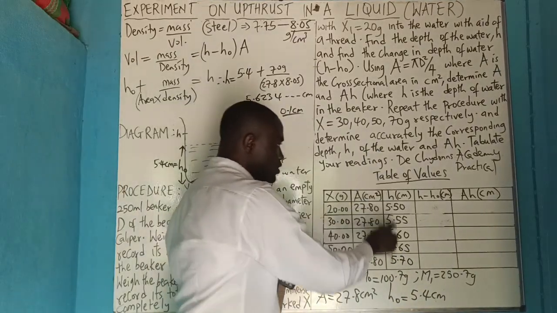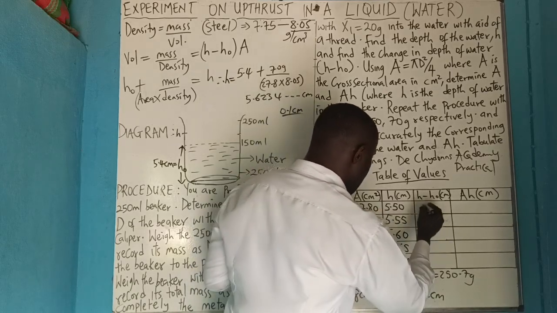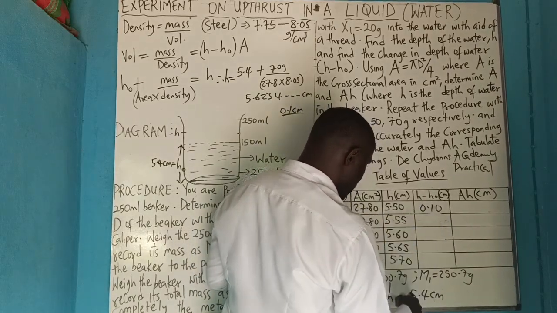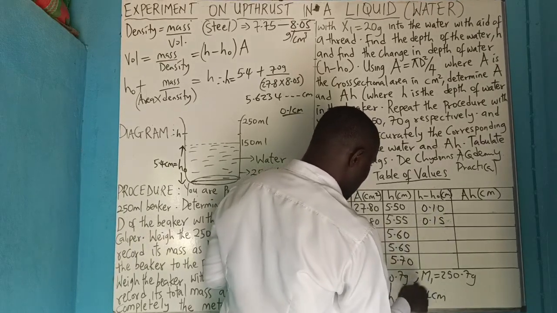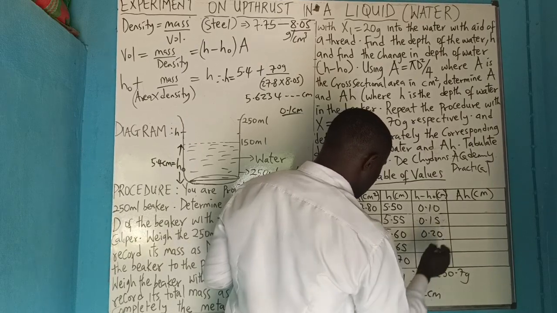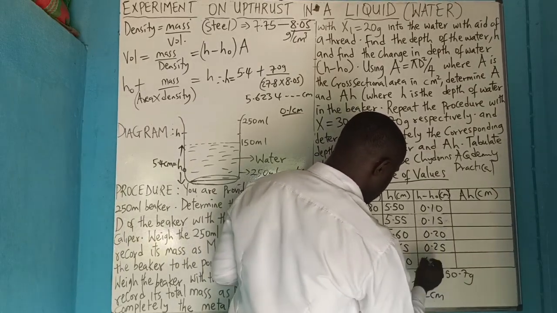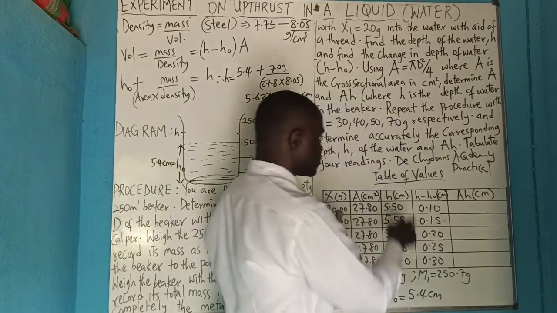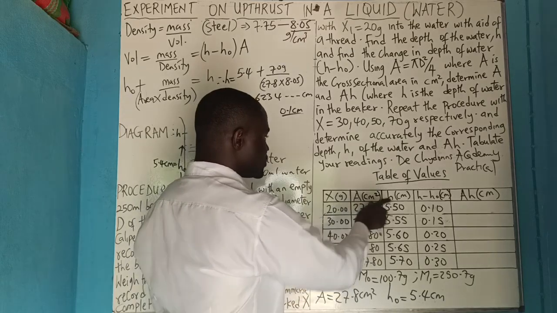Now we have gotten this and we have gotten this. We subtract this minus this, which will be giving me 0.10. This minus this, 0.15. This minus this, 0.20, 0.25, 0.30. Stay in cm. AH means multiply A with H.